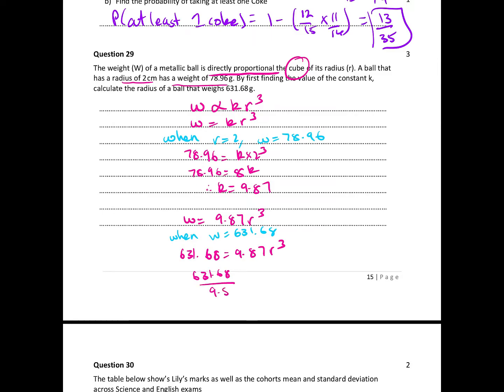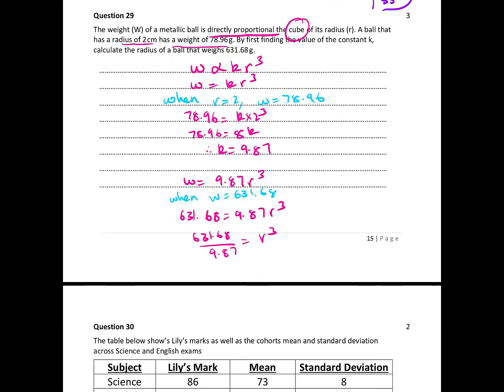Just write that down for you. It is equal to r cubed. Plug that into your calculator and you get 64 is equal to r cubed. It's a nice number. To get r on its own, I'm going to have to find the cube root. So r is equal to the cube root of 64, which is equal to 4 centimeters. Please do not forget the units.